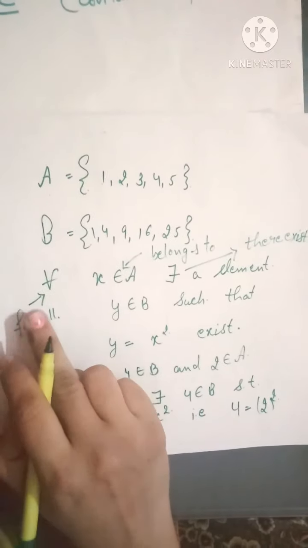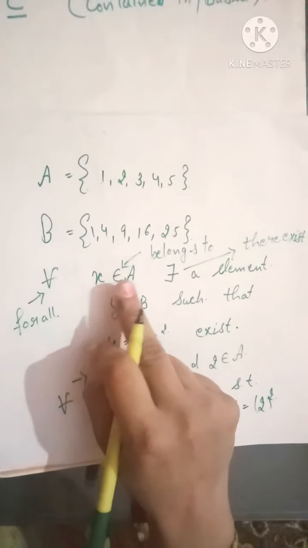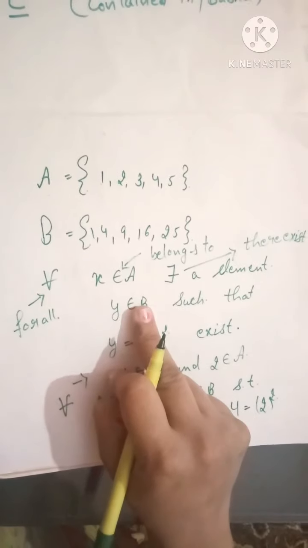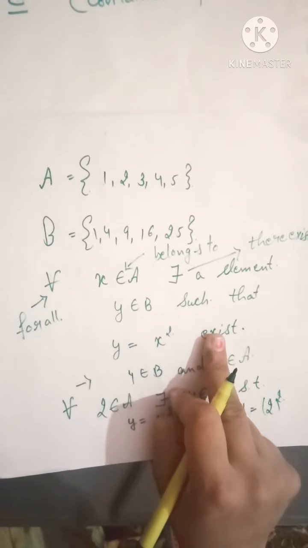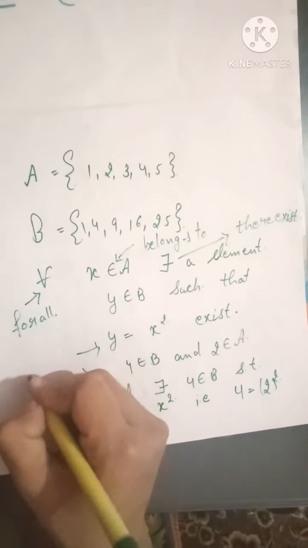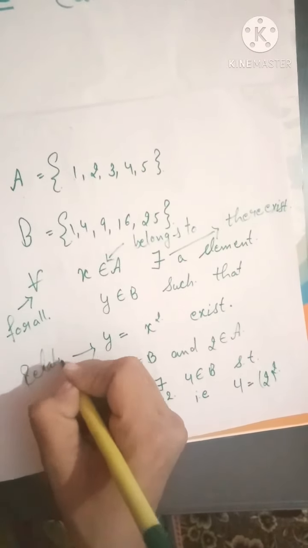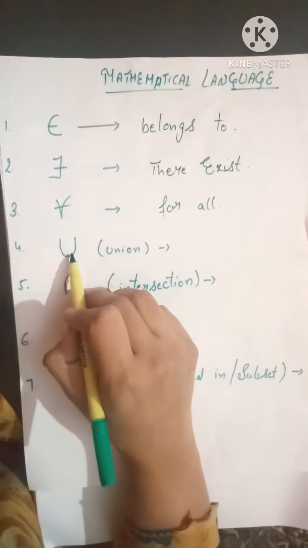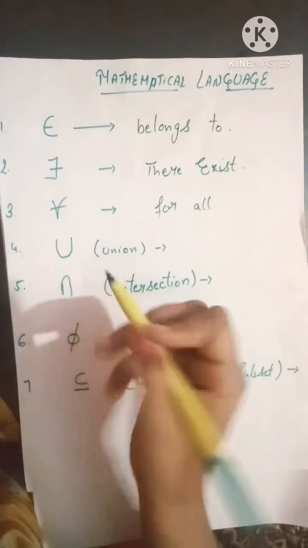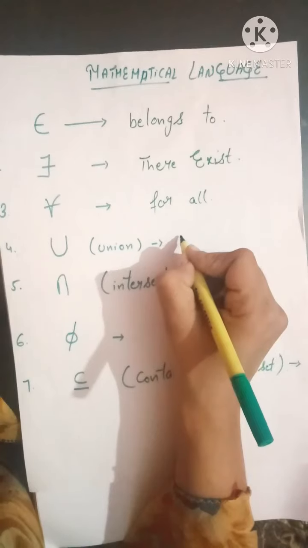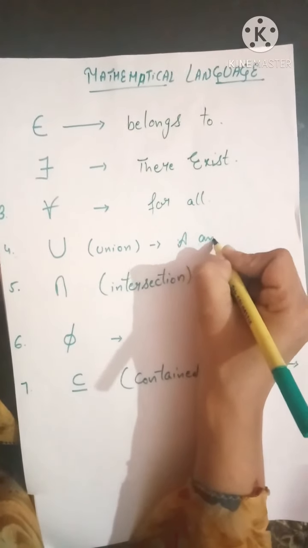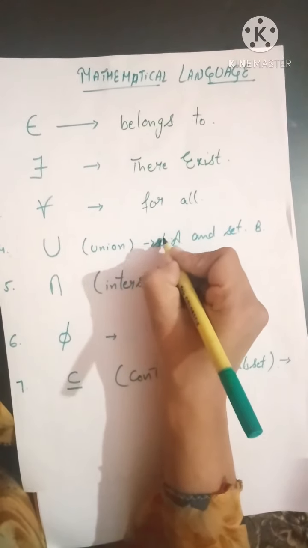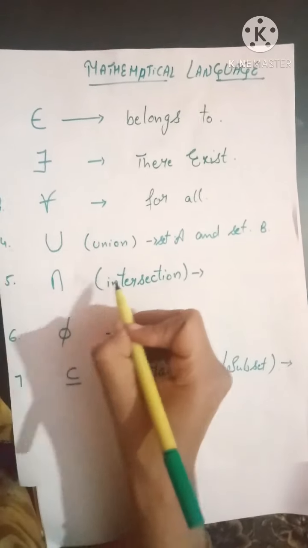And we can speak it as: for all x belongs to A, there exists an element y belongs to B such that y equal to x square exists. This is the relation between set A and B. Now come to the next symbol, union. This symbol represents union. That means the combined set of set A and set B. And this symbol represents intersection.